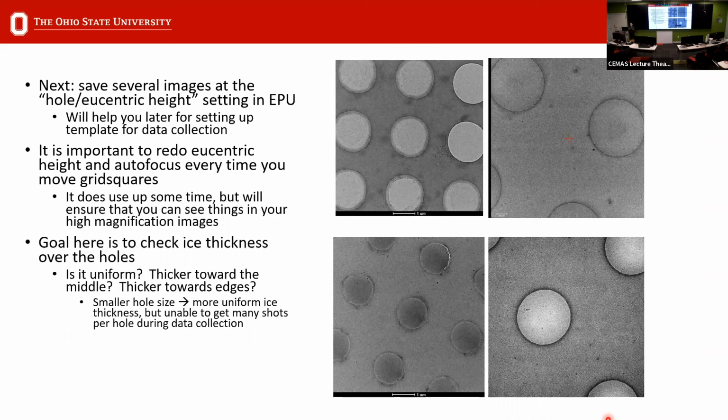So now I've looked at my grid square and I've looked at it while tilting, and I know that this grid square looks very promising. So now I'm going to go down to the hole eucentric height in EPU.